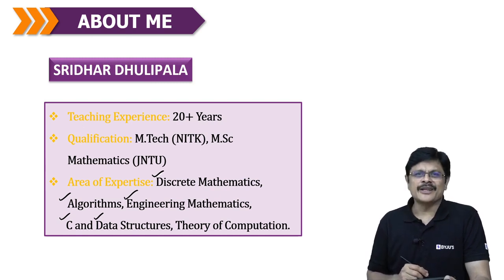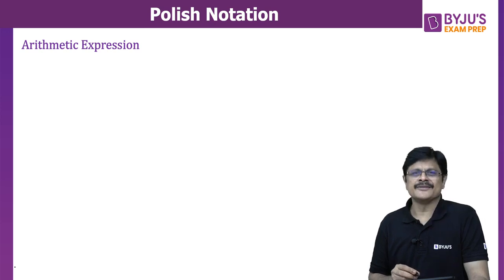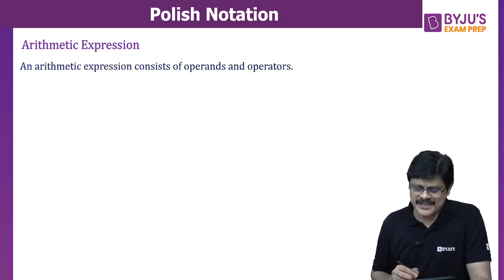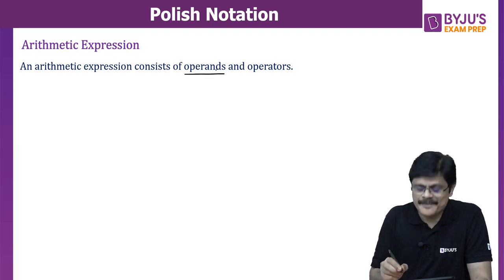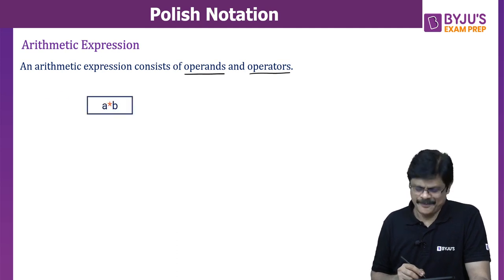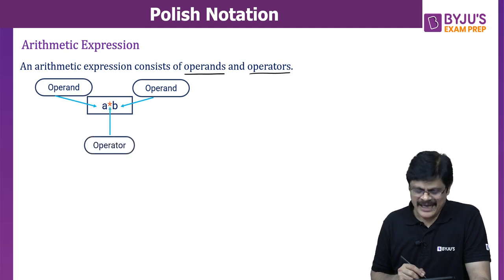Now let us start with today's concept, that is Polish notation. Before starting with Polish notation, we need to understand what is this arithmetic expression. An arithmetic expression consists of operands and operators. Let us take up a simple example, A star B. Here A and B are operands and star is an operator.